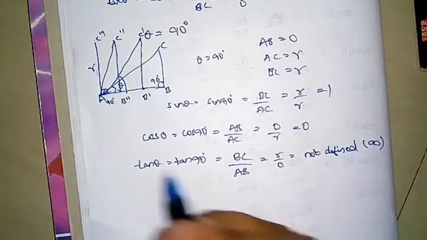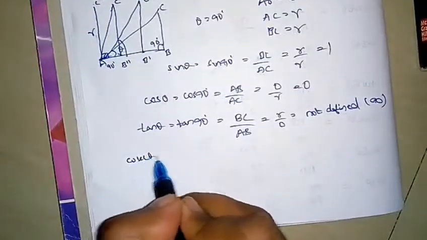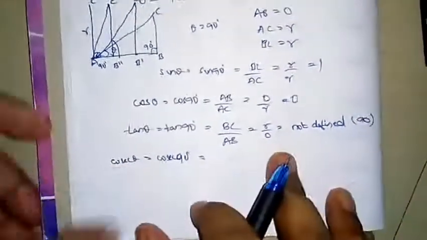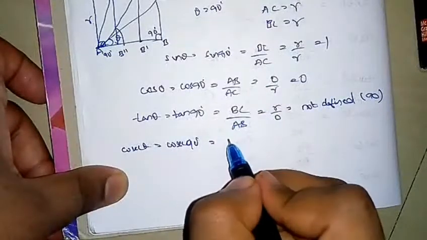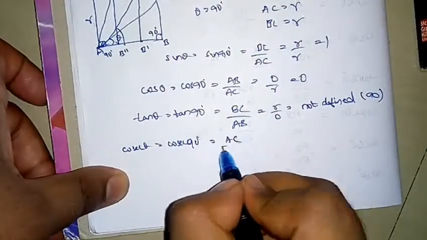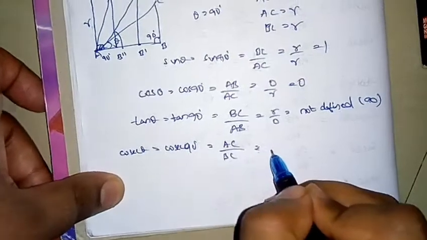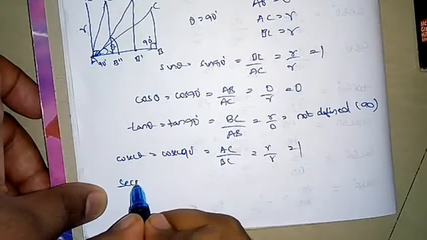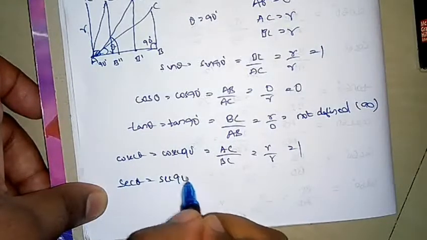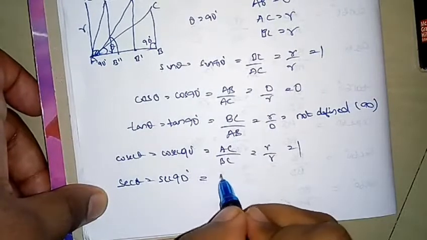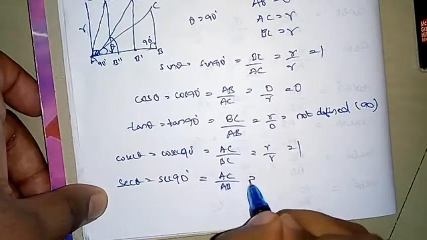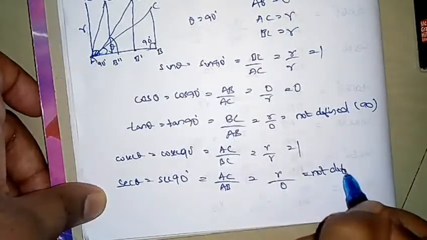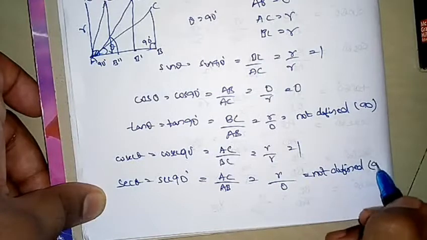Or infinity. Similarly, cosecant theta is equal to cosecant 90 degrees, which will be equal to hypotenuse AC by opposite side BC. AC is equal to R and BC is equal to R, which is equal to 1. Secant theta will be equal to secant 90 degrees, which will be equal to hypotenuse by adjacent side AB, which will be equal to AC is equal to R and AB is 0, which will be equal to not defined or infinity.